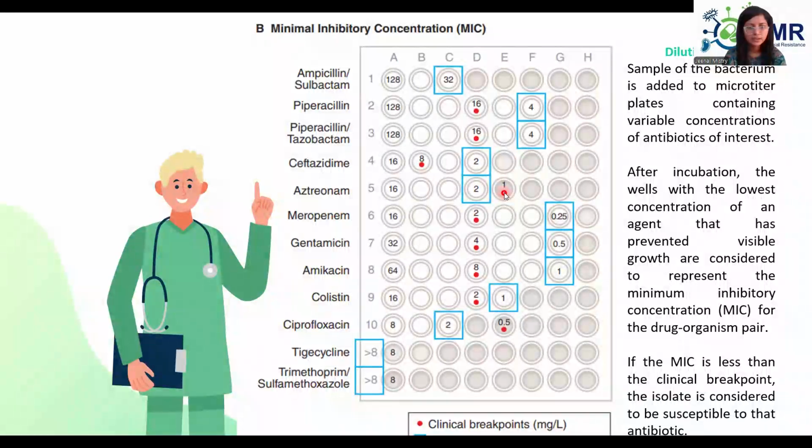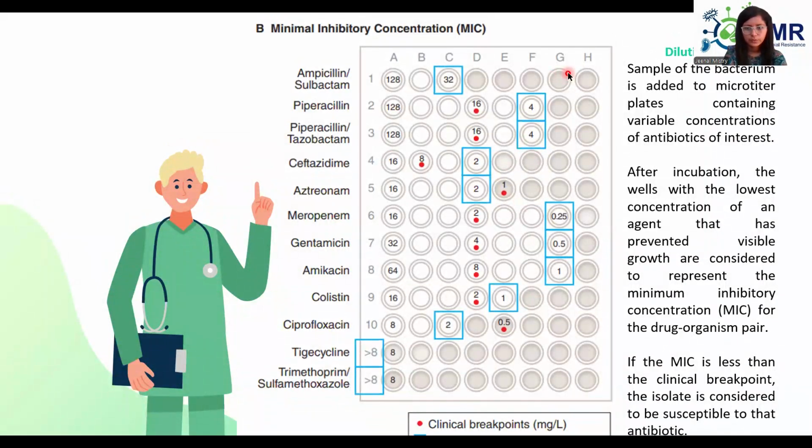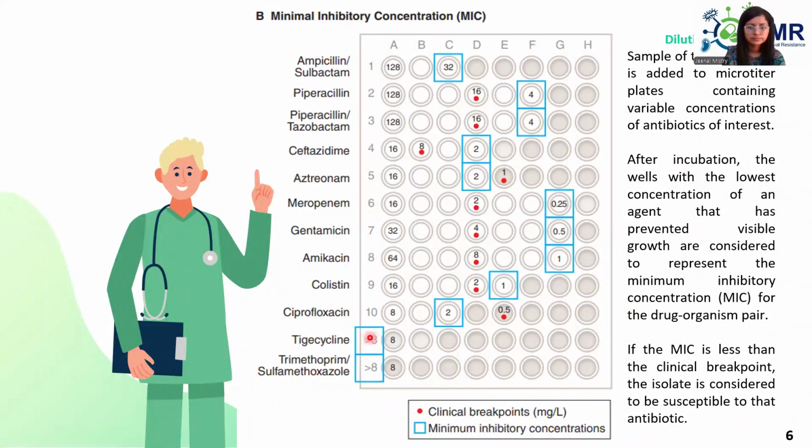The sample of bacterium is added to the microtiter plates containing variable concentrations of the antibiotic of interest. So we say that here the antibiotic is already put in, right? And the bacterium is also grown in that plate. After the incubation, the wells with the lowest concentration of agent that has prevented visible growth are considered.